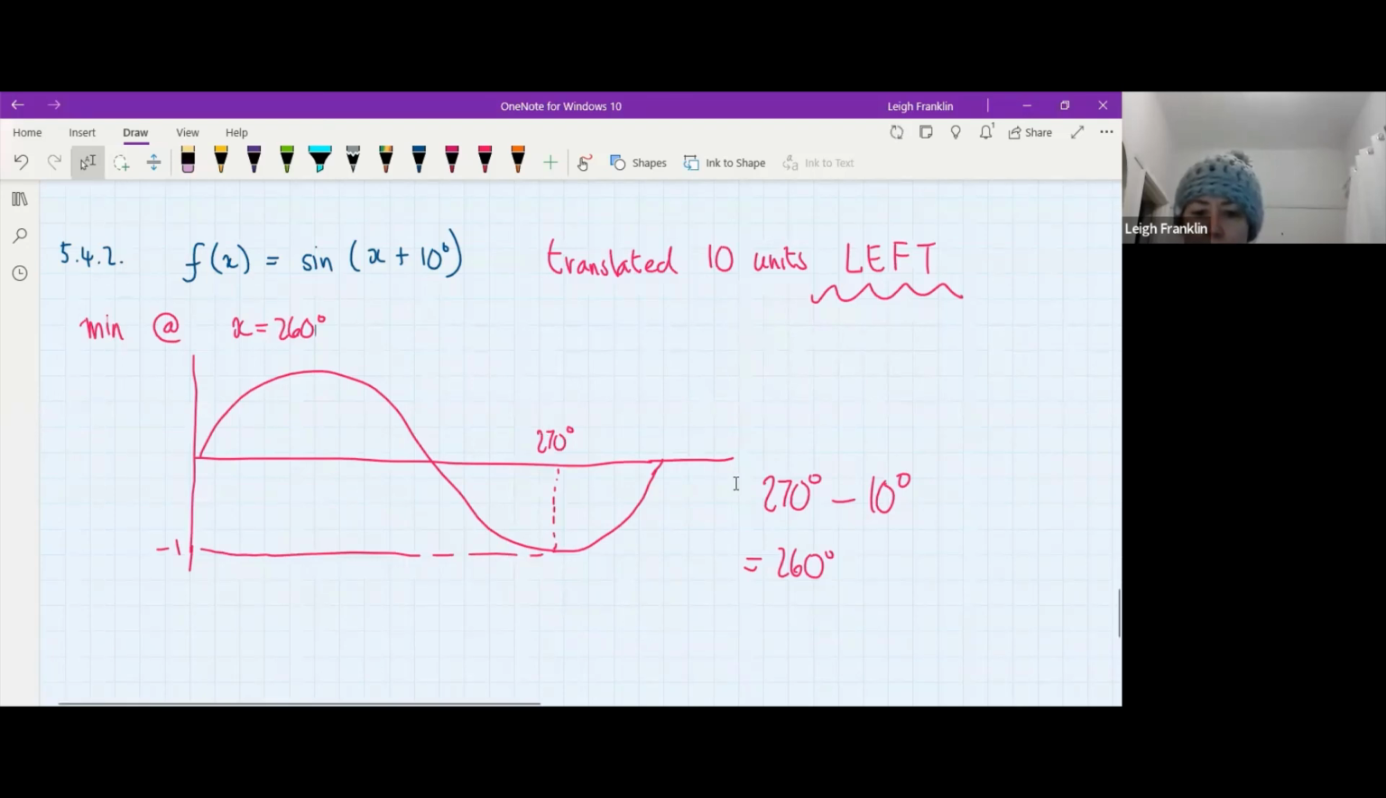Everybody happy with that? Cool beans. Good, good. Well, I really hope you don't understand. No problem, Maite. Where did I lose you? Where do you not understand?